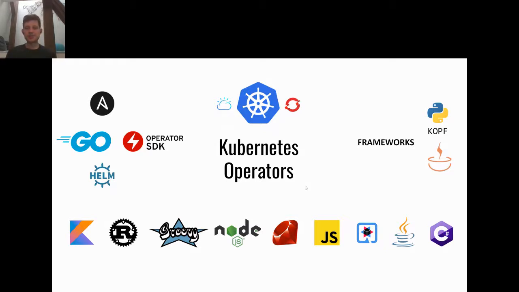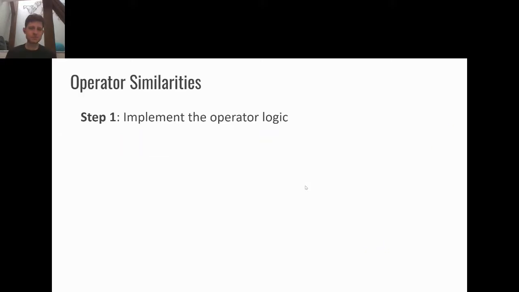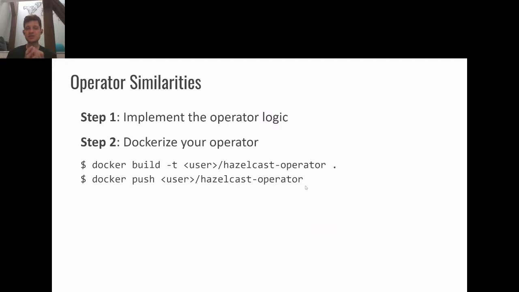But no matter which option you choose, there are some things that are in common when you will be developing an operator. So no matter if you implement your operator in Java, Operator SDK, or some frameworks, your first step will be to implement the operator logic. Second step, you will always need to build a Docker image from your operator and push it to some registry so that later you can deploy it in Kubernetes.